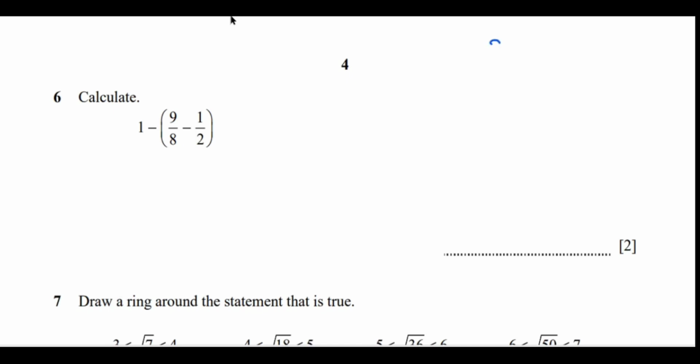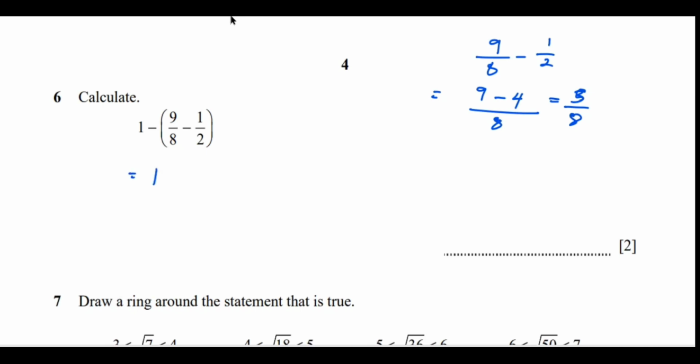So I'll come back here and do 9 over 8 minus 1 over 2. Taking LCM, which is 8, 8 divided by 8 will give you 1. 1 times 9 will give you 9, minus 8 divided by 2 will give you 4. 4 times 1 will give you 4. So that will give you 5 over 8. Okay, 5 over 8, that's what you have here.